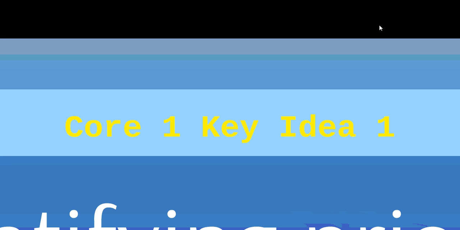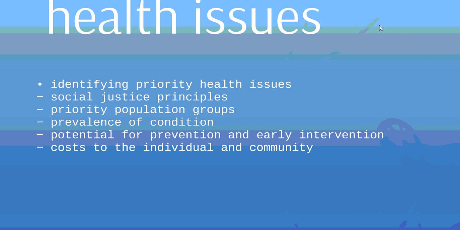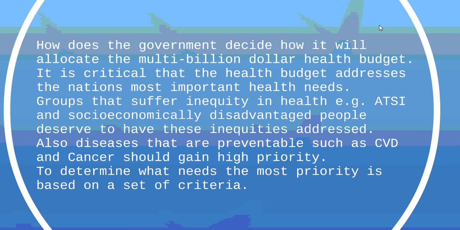This is Coach PDHPE. We're up to Core 1, Key Idea 1. We're having a look at the dot point, identifying priority health issues. There are the 5 relevant dash points underneath it, but we'll get to those in a moment. We're going to have a look at the overview of the actual dot point itself first.